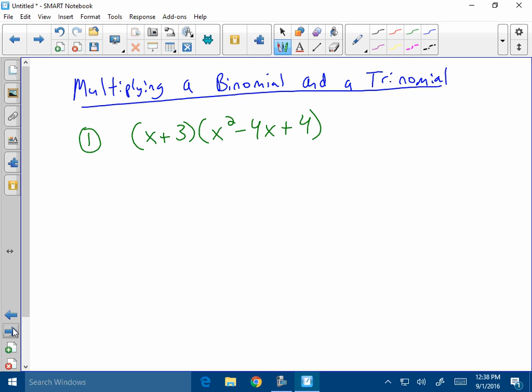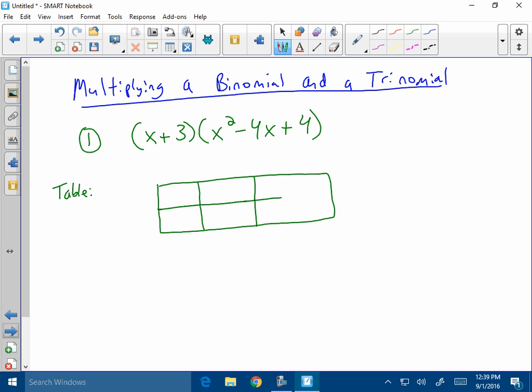Again, we'll do it both ways to show you. I'm going to start with the table method. Same concept as when we did it with a 2 by 2, except now I'm doing a 2 by 3. So when I set up my table, I'm going to make it a little longer so that I've got 3 and 2. There we go, 2 by 3. Down the side, I'm going to put my binomial, x and 3, and then across the top, x squared, negative 4x, watch out for those signs, and a 4. Now I'm going to figure out my product and put it in the squares.